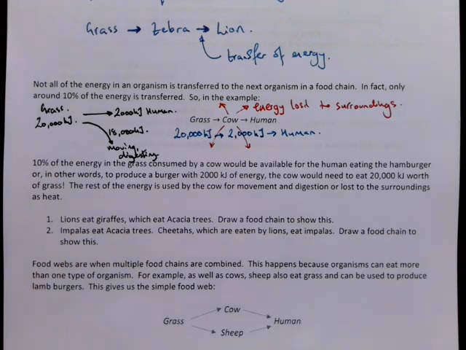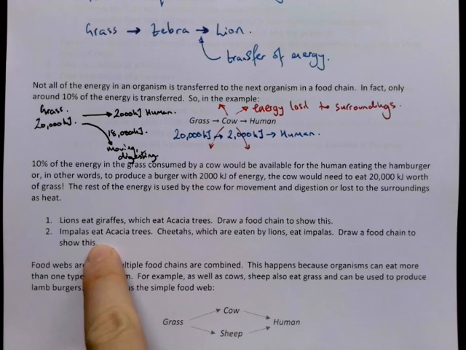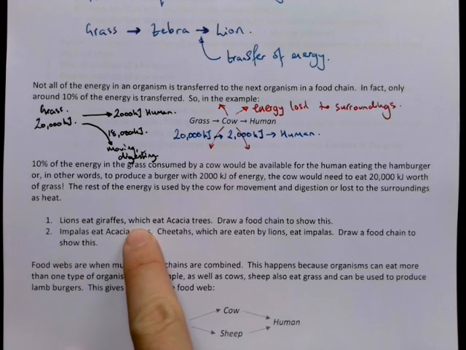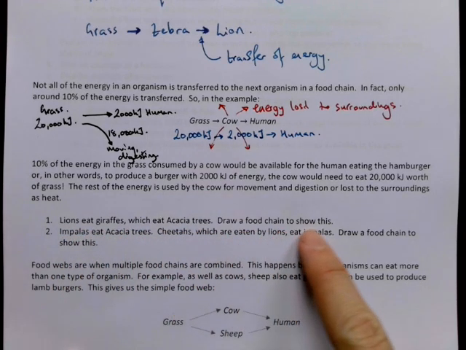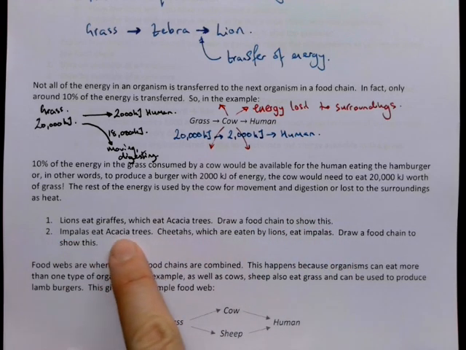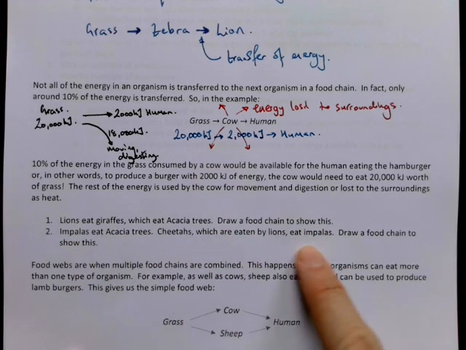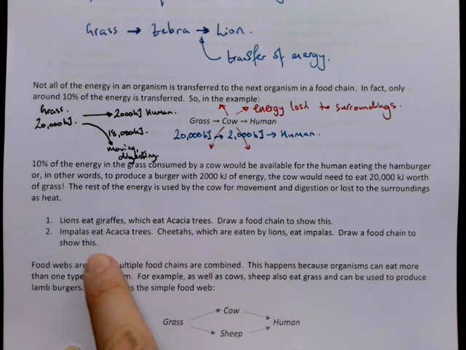What I'd like you to do now, just to make sure that we're all 100% happy with this process, I've got here 2 questions. Lions eat giraffes, which eat acacia trees. Draw a food chain to show this. And impalas eat acacia trees. Cheetahs, which are eaten by lions, eat impalas. Draw a food chain to show this. So I want you to now pause the video and draw these 2 food chains, and then carry on and I'll show you the answers. Okay, so pause now.